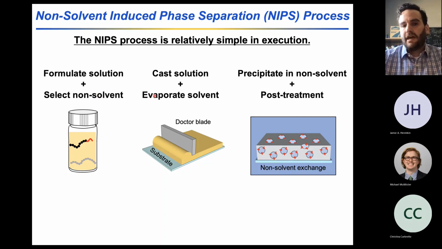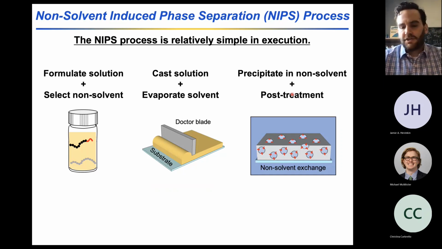And then you take that homogeneous casting solution and you draw it down into a thin film using a doctor blade or some other sort of coating technique. You may choose to evaporate some solvent. We'll talk about that step in a little bit. And then you plunge that cast film into the non-solvent in order to initiate the phase separation of the polymer, fix the polymer structure in place, and form your membrane. And then there may be some optional post-treatment steps.